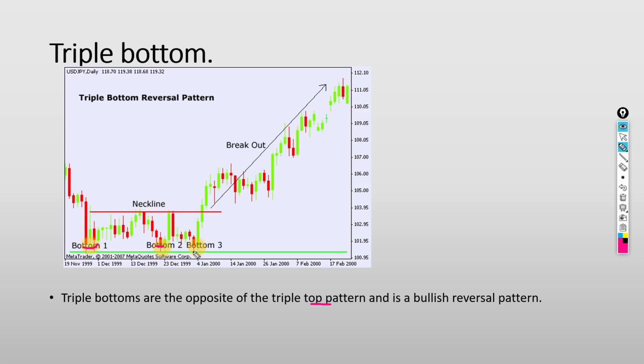Okay, and after the break of the neckline, this confirms the pattern. So we expect a retest like here, and then a clear uptrend. So we said you can enter from here, or you can enter at the retest. Okay, that is the triple bottom, as simple as that.